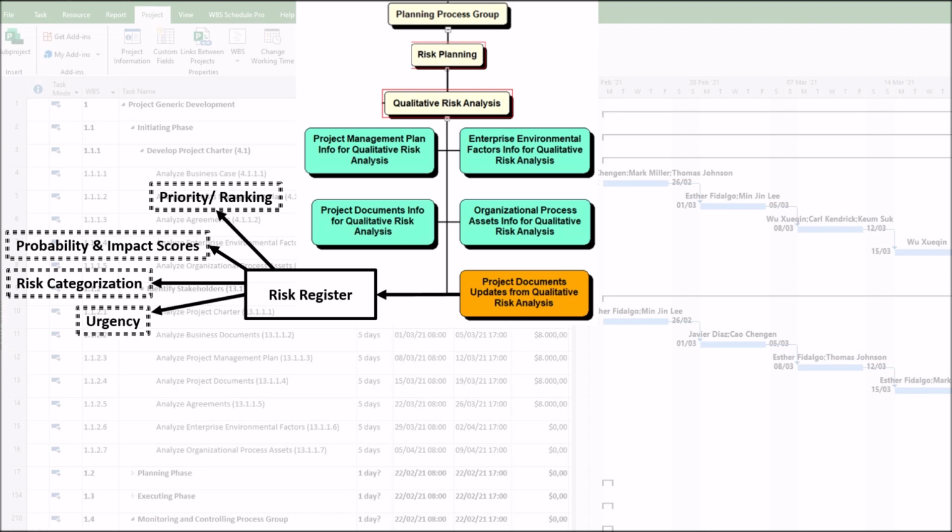Fourth, the fourth component is urgency. It is an assessment of how soon a risk might occur, such as imminent, near, or distant. It is based on timing. A medium probability risk that could happen next week is more urgent than a high probability risk due in 6 months.